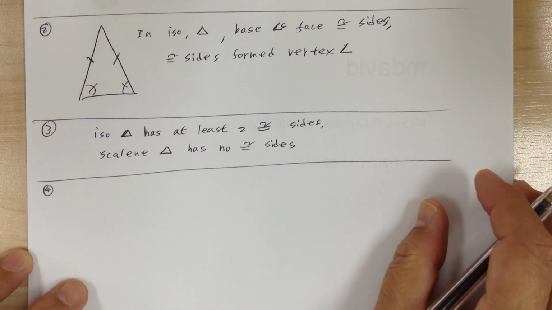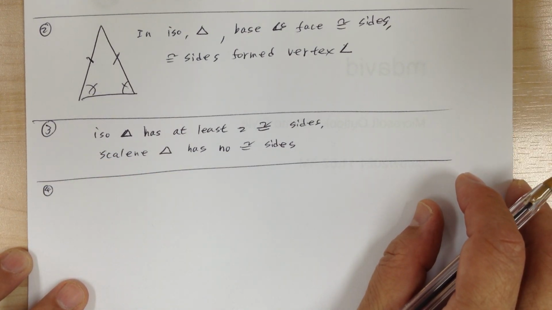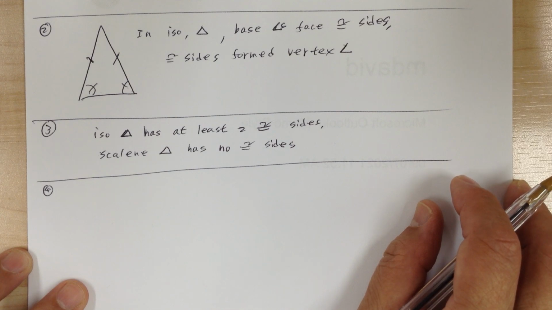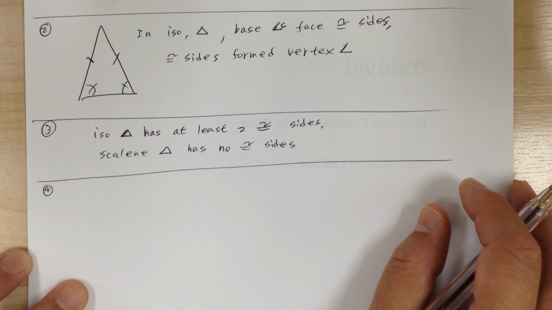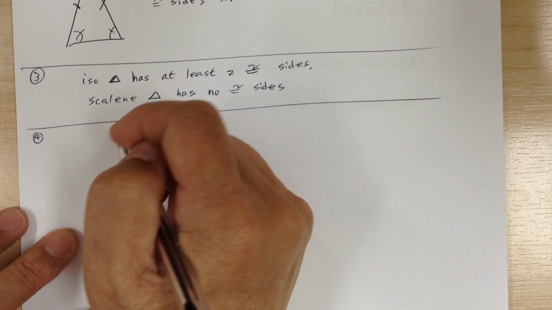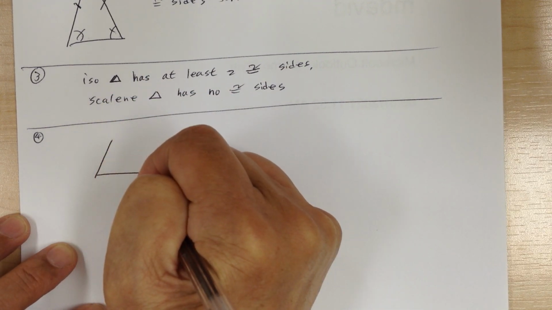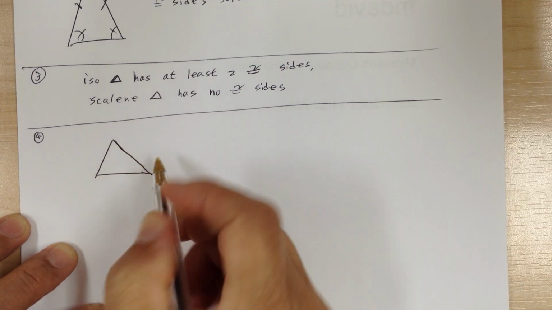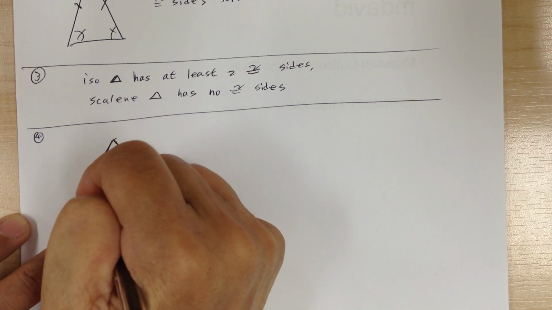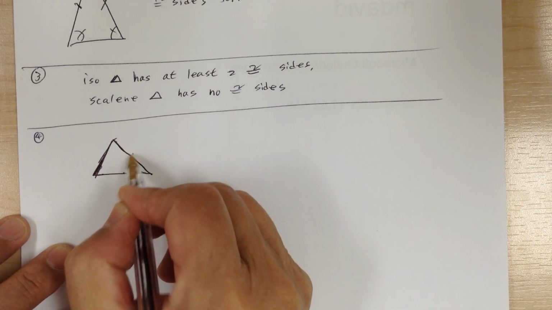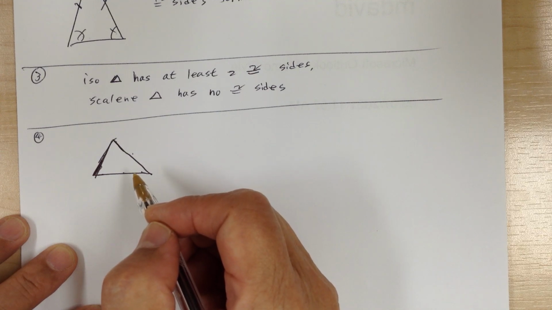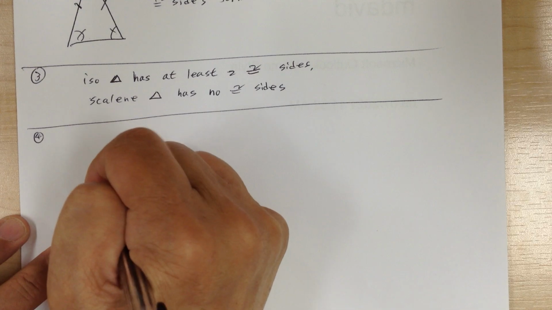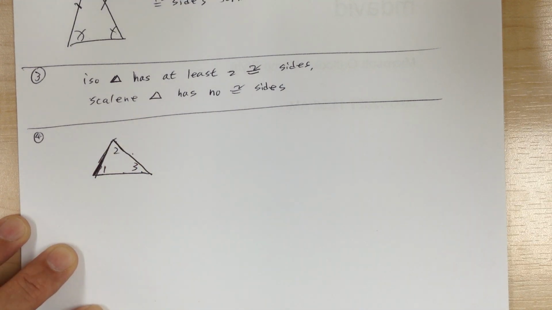Okay, number 4. Sketch an acute scalene triangle. Label interior angle 1, 2, 3, and draw and shade its exterior angles. Okay, so you have a scalene triangle. So that means all 3 sides are different. Let's see. Okay, so scalene triangle, this is a little bit longer than that one. And label interior 1, 2, 3. So let's go 1, 2, 3. Just follow the instruction. Then draw and shade its exterior angles.